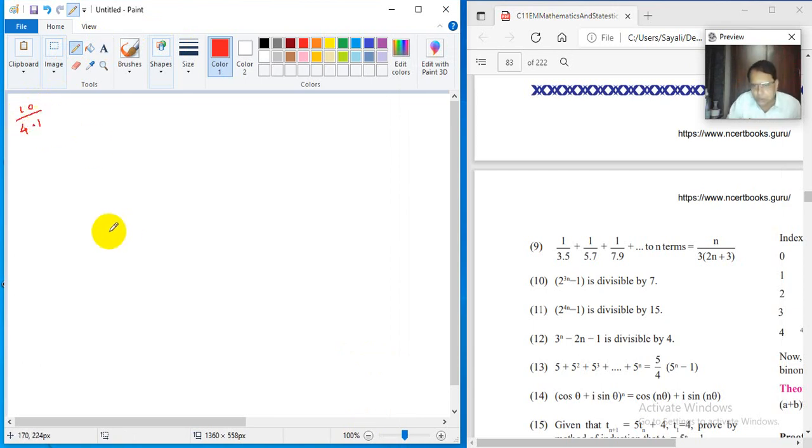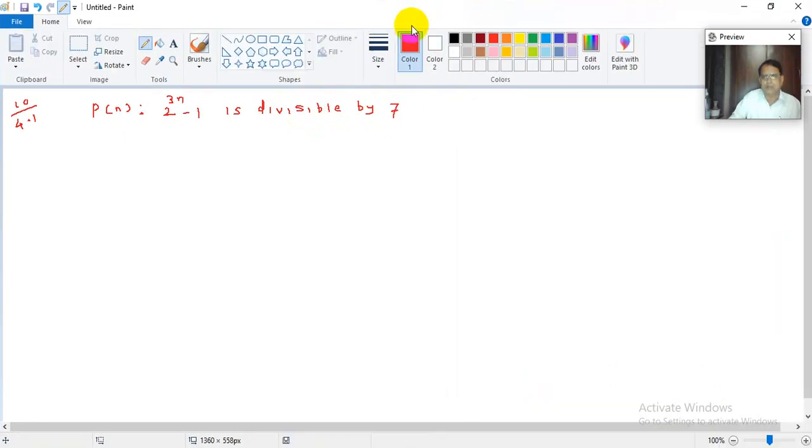What you have to prove is 2 raised to 3n minus 1, right? The statement Pn here corresponds to 2 raised to 3n minus 1 is divisible by 7. We have to prove this. So see what can be done here.